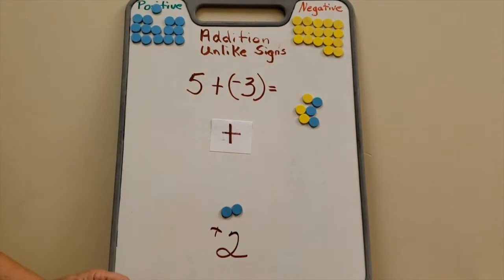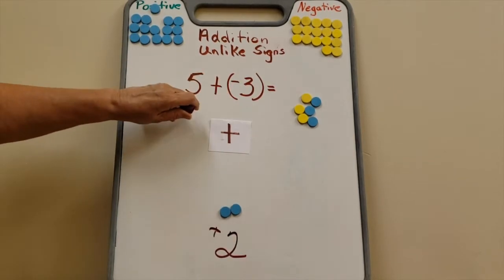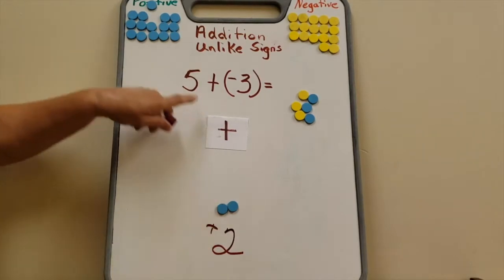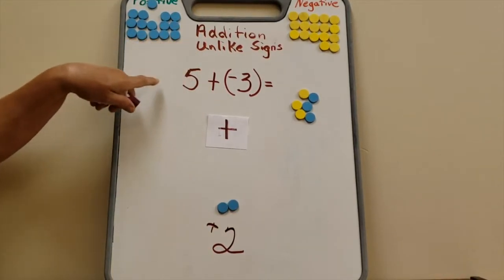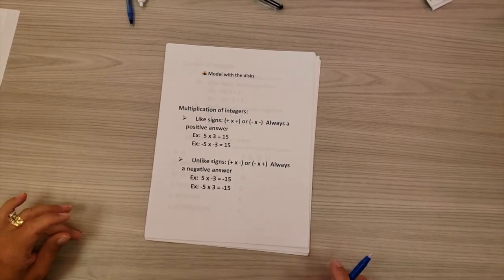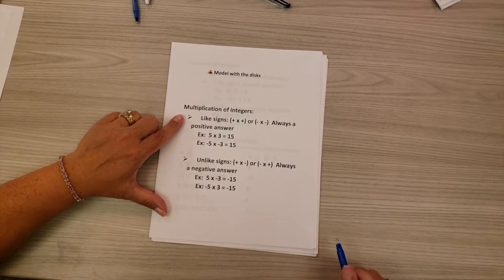It's that simple. Unlike signs, subtract the two numbers. 5 take away 3 is 2. And you take the sign of the number that has the greatest value. All right, now we're going to move on to multiplying and dividing integers. First, we're going to start with multiplying integers.